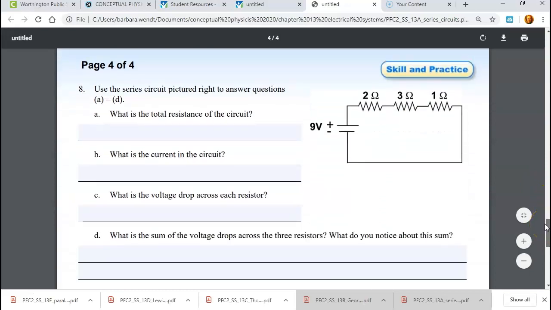Okay, and then this one's really similar too, except each one of these is different, so you'll have to calculate the voltage drop separate for each resistor.